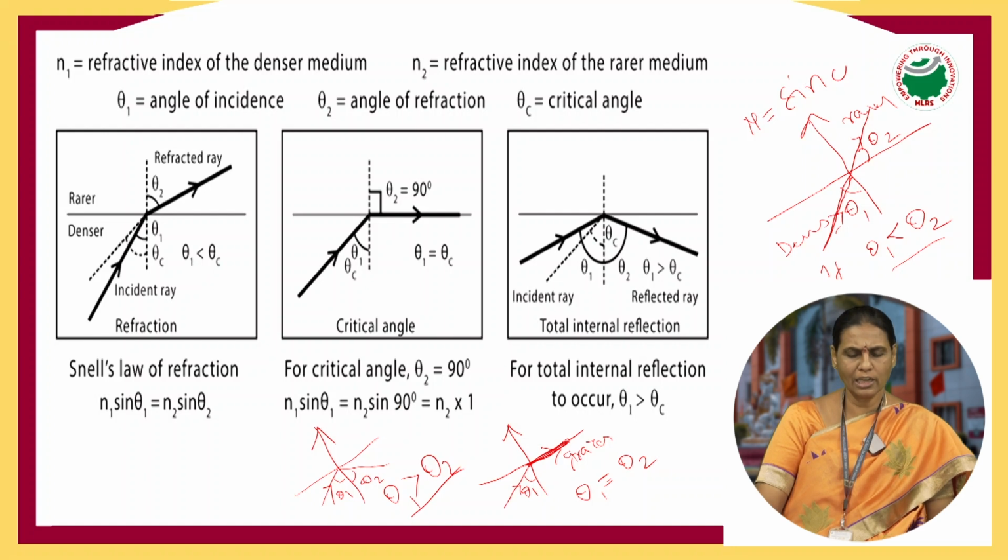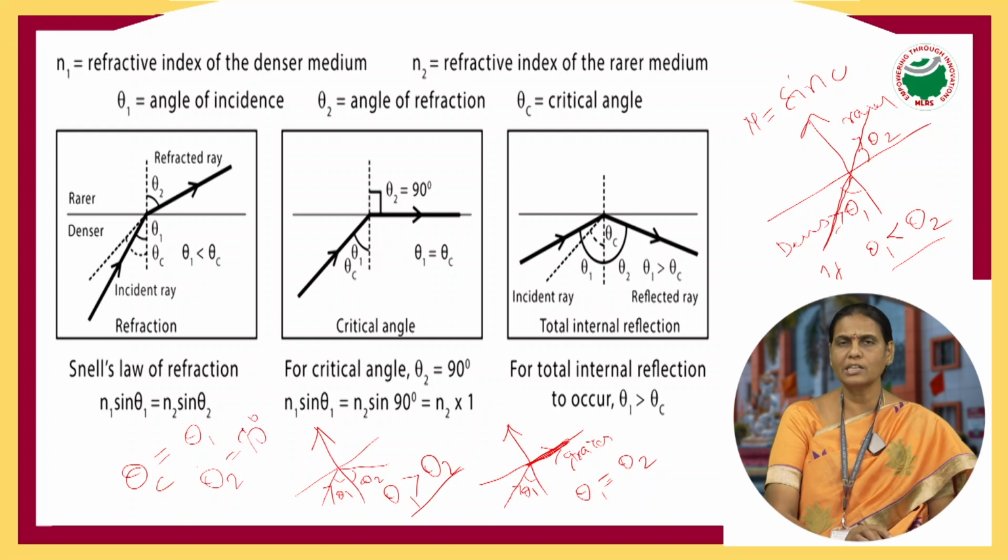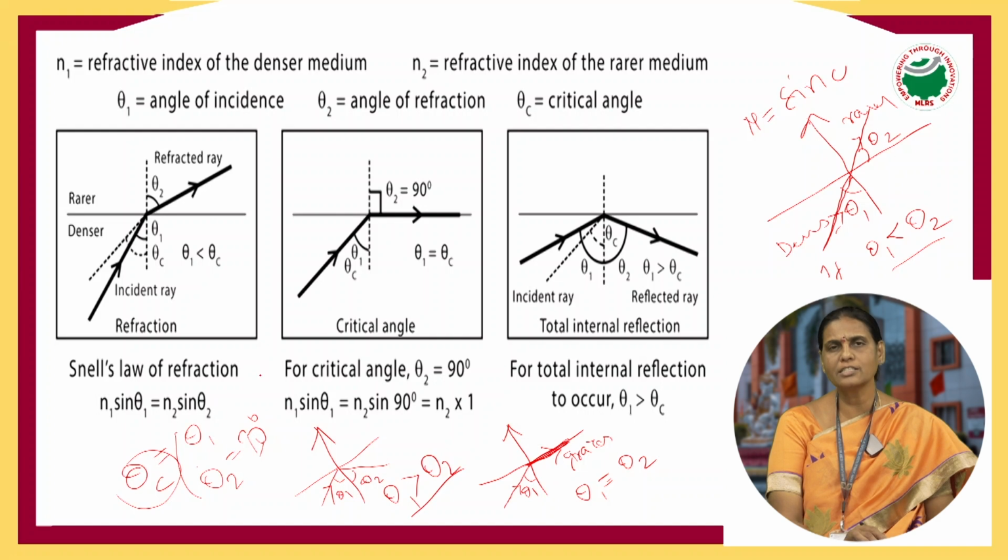Now what is total internal reflection? You can also define this in terms of the critical angle. What is the critical angle? The critical angle, which we represent by the letter C, is the angle of incidence for which the angle of refraction is 90 degrees. Critical angle means for a given angle of incidence, if the angle of refraction is 90 degrees, then we define that particular angle as the critical angle.